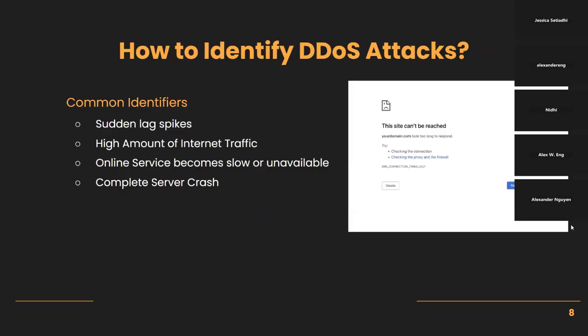So how do you identify DDoS attacks? Some common identifiers: sudden lag spikes, a high amount of internet traffic, the online service becomes slow or unavailable, and the server completely crashes.